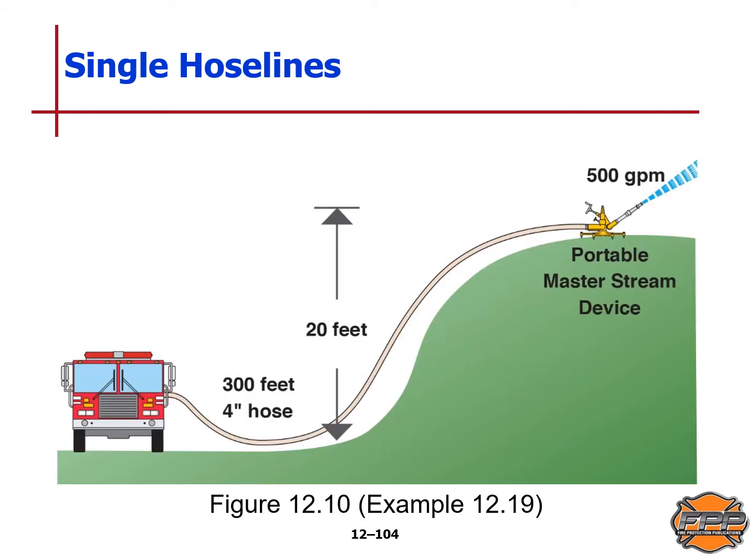So in this example, our pumper has a line of 300 feet of 4-inch hose. Our elevation is 20 feet, and you can see that we're losing pressure due to the elevation. That gives us a total output of 500 gallons per minute on our portable master stream device. This is just an illustration of that.